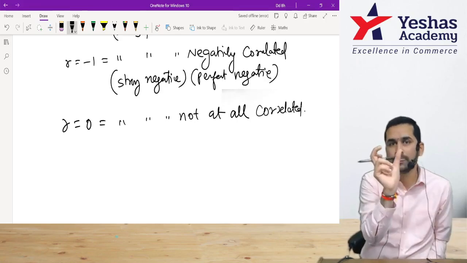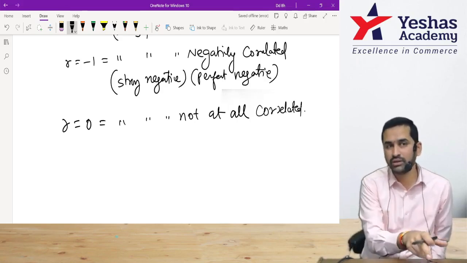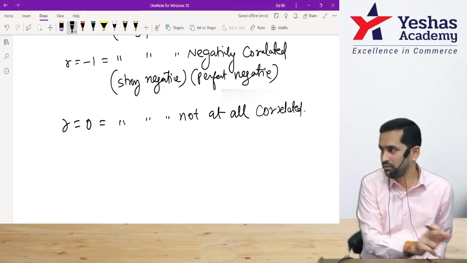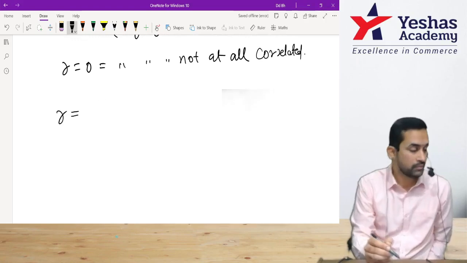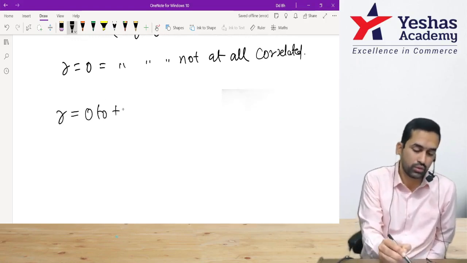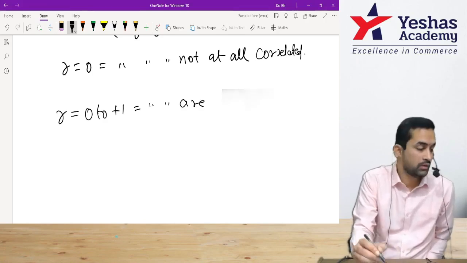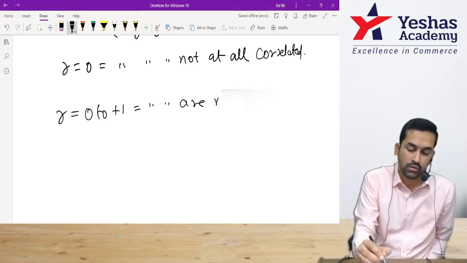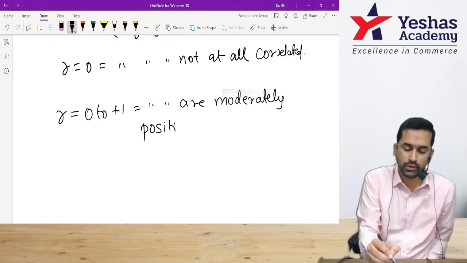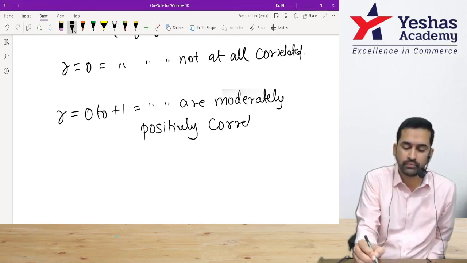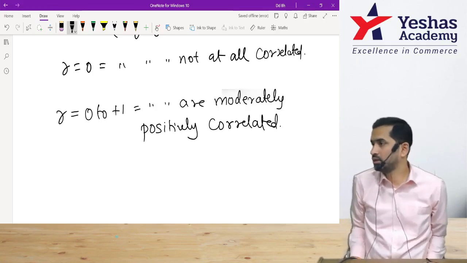Year 1 cash flow is positive. Whether year 2 will be positive or negative or can be anything, that depends on whether R is +1, -1, or R is equal to 0. What is the next possibility? R is equal to 0 to +1. Then two numbers are moderately positively correlated.